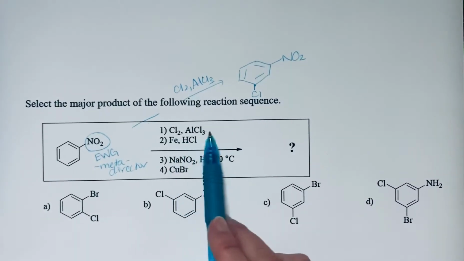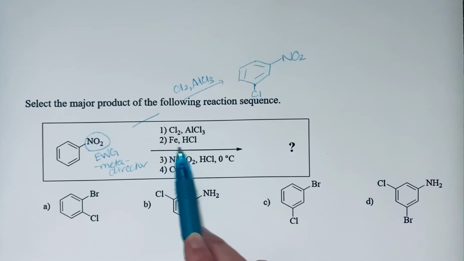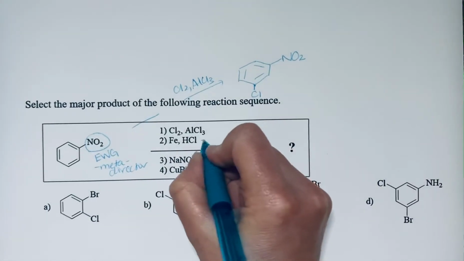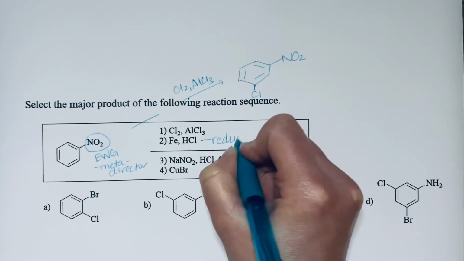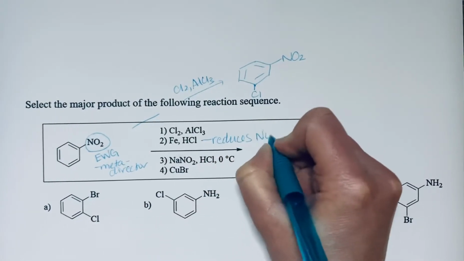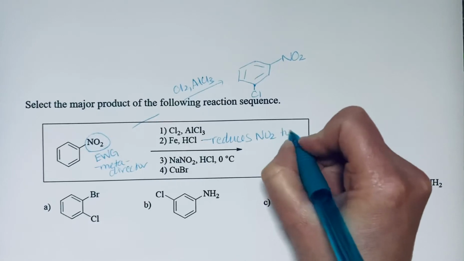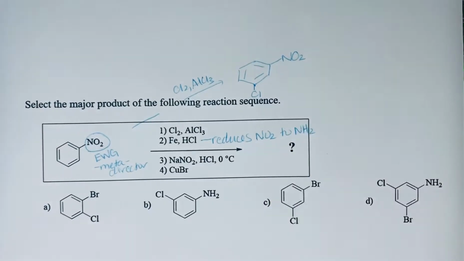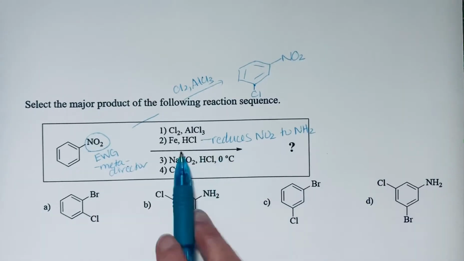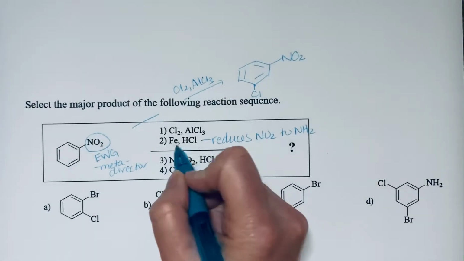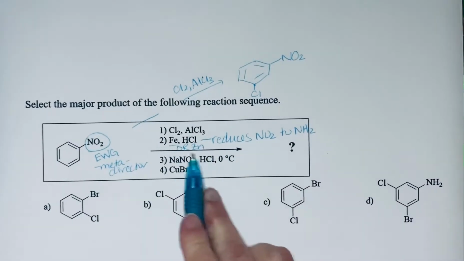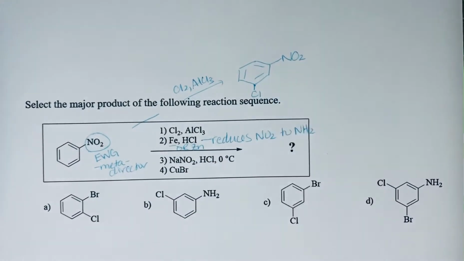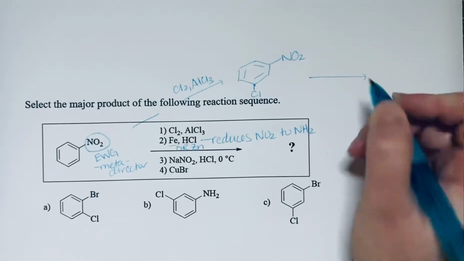So after we do that chlorination, then we want to see what we're doing in the next step. So we've got iron and HCl. And so this is going to reduce the aromatic nitro. So it's going to reduce that NO2 group to an amine, NH2. And there are a few different sets of conditions that could do this. Common conditions use an active metal like iron. You might also see zinc used for this. And it'll do the same thing. So it's going to take that nitro group and reduce it to the amine.